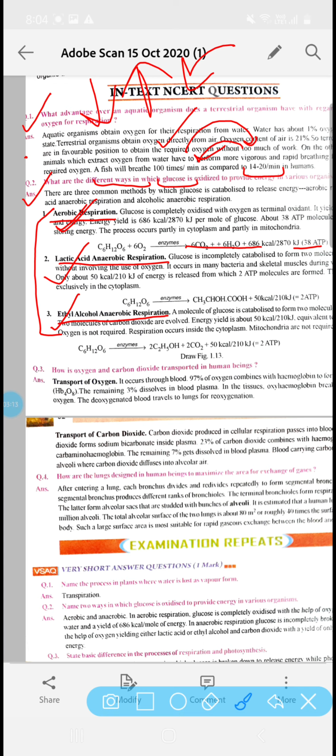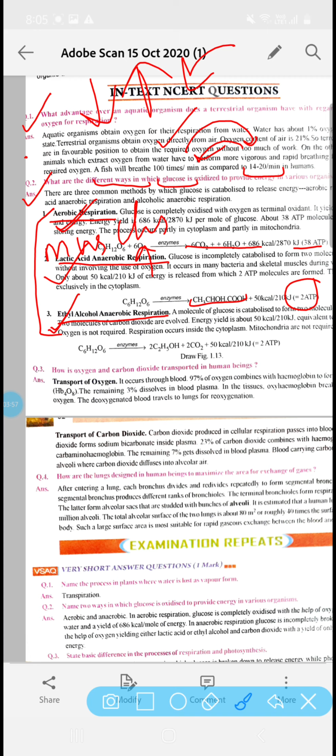Next comes the lack of oxygen. This kind of respiration takes place in the muscles. Whenever we perform heavy hard work or any heavy exercise, what happens? The pyruvic acid gets converted into lactic acid along with the production of a very small amount of energy, that is 2 ATP. This kind of respiration in the lack of oxygen takes place in muscles, and due to the accumulation of lactic acid, we feel pain in the skeletal muscles after heavy exercise.